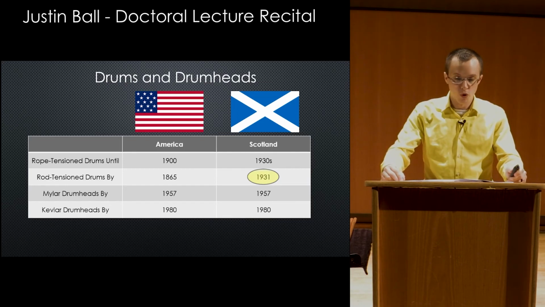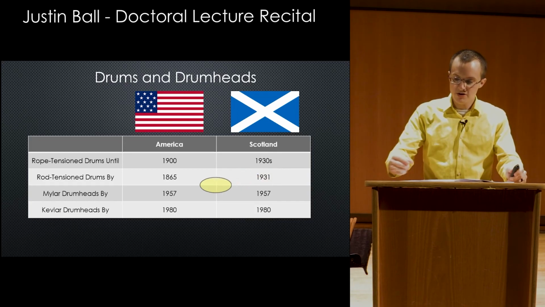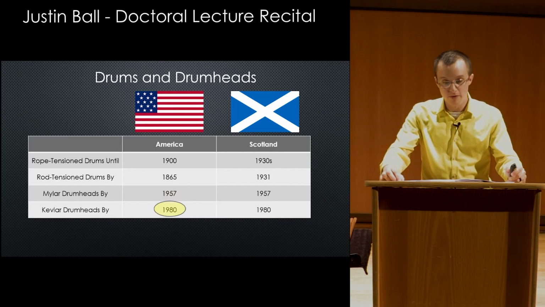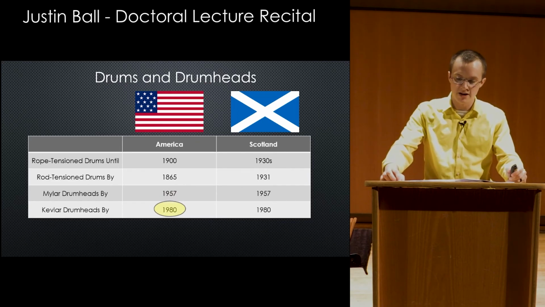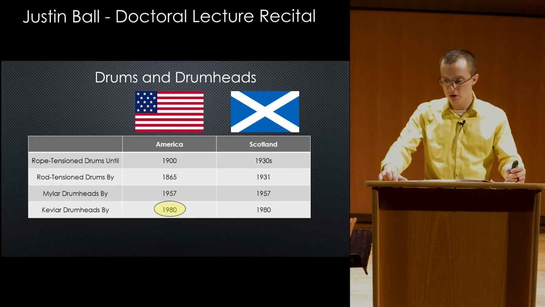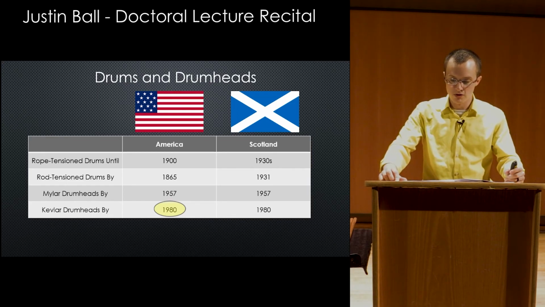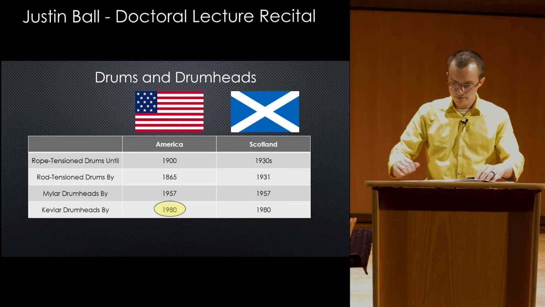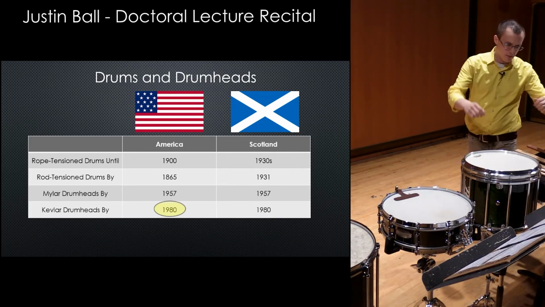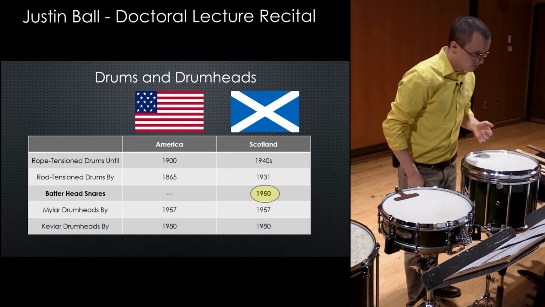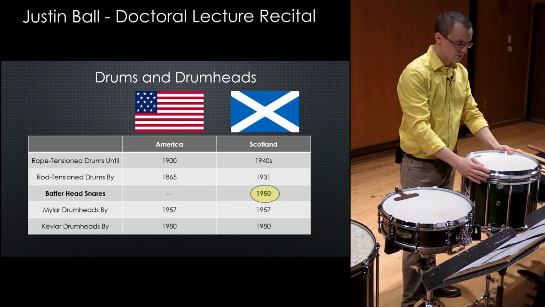Rod tension drums came about in 1865 in the US and in 1931 in Scotland. More tension yielded more rebound, higher pitch, and brighter articulation. As this pitch continued to increase with the invention of mylar heads in 1957, and furthermore Kevlar in the 1980s, the styles of playing became more and more closed, allowing players and their corps to play faster rudiments without sacrificing articulation. The main difference between modern pipe band drums and American drums is that pipe band drums have batterhead snares.